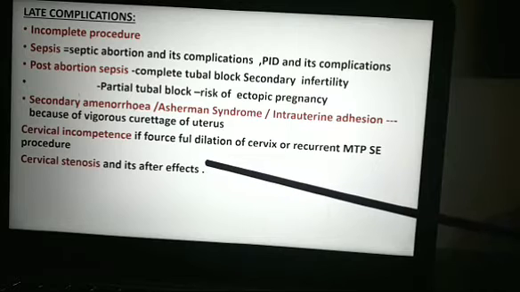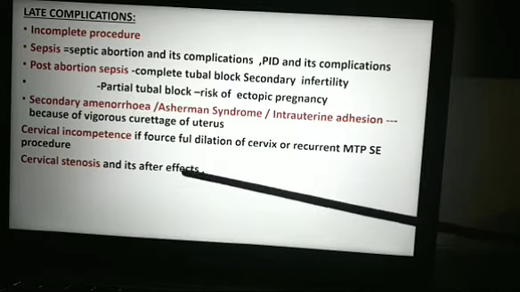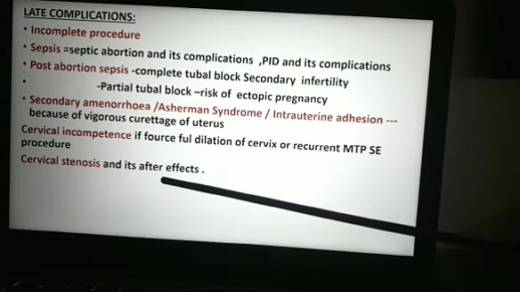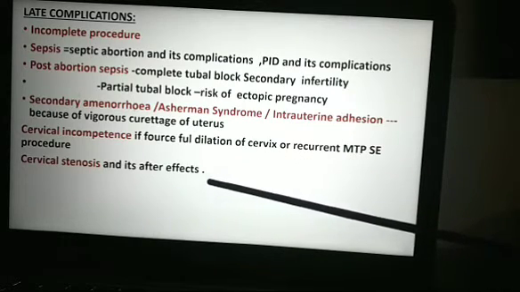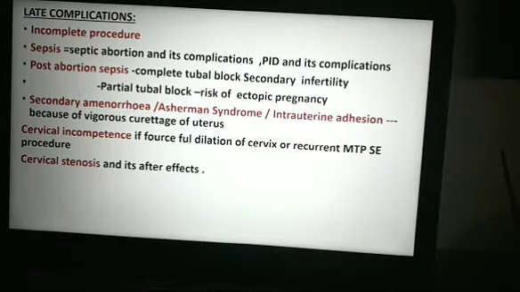Cervical incompetence results due to forceful dilatation of the cervix and repeated MTPs, suction evacuation, and stenosis of the cervix if there is injury to the cervix when I hold the cervix with the help of Vulsellum forceps. Vulsellum has traumatic teeth, so Vulsellum is avoided with the pregnant uterus. Use the Ellis tissue forceps. This is the Ellis tissue forceps which is used in a pregnant uterus to hold the cervix. Avoid the use of Vulsellum forceps.